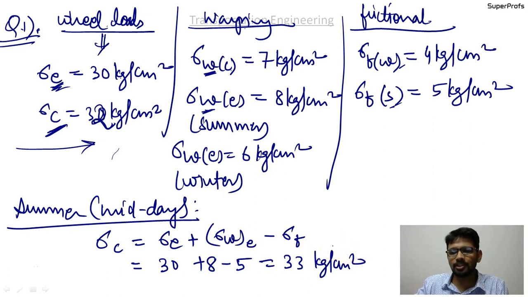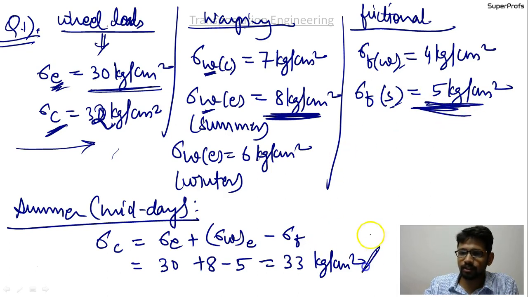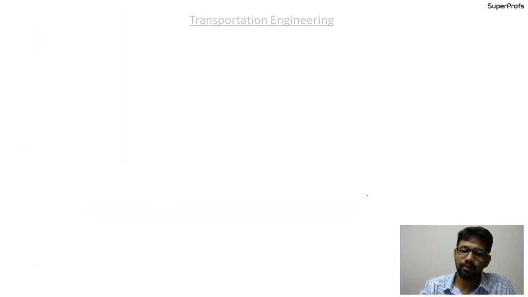It is very simple, and it is known to you already. Sigma edge comes from here, 30, warping at the edges in the summer is 8, and the frictional stresses during summer are the negative ones, 5 kg per centimeter square, and we just calculated it to be 33 kg per centimeter square. So please do the similar thing for the winter midday case and the winter midnight case. Please do it, guys.